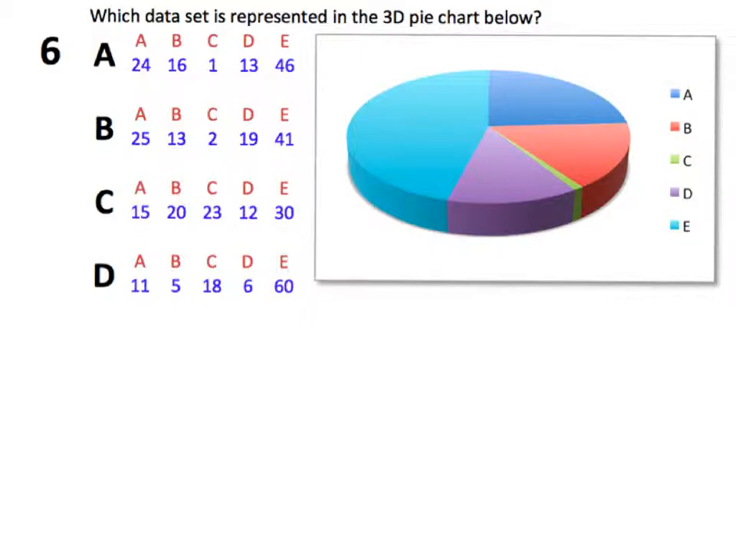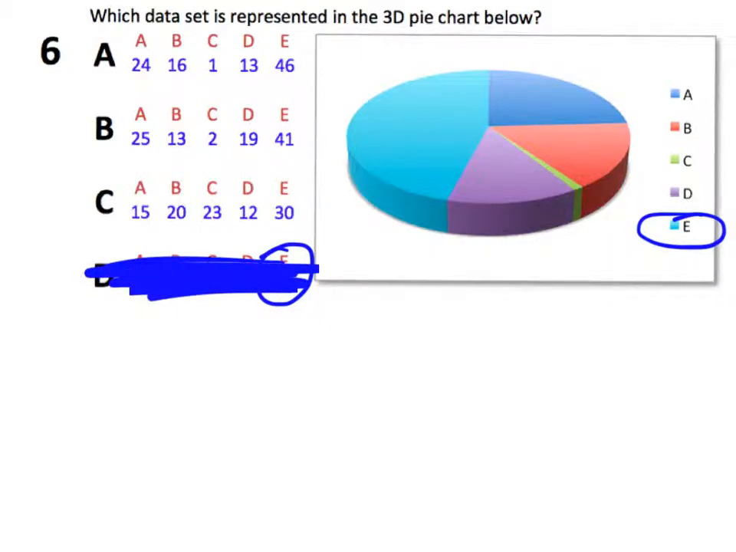This is light blue. There. That's E. Could 60 represent that light blue area? No. Could 30 represent that light blue area? This light blue area is just a hair under 50, so no. So you've narrowed your choices down to 2. So it could be 41 or 46 here.